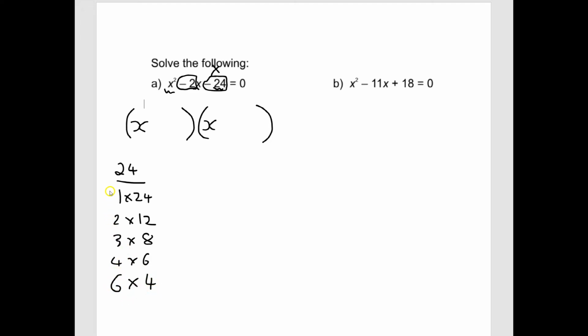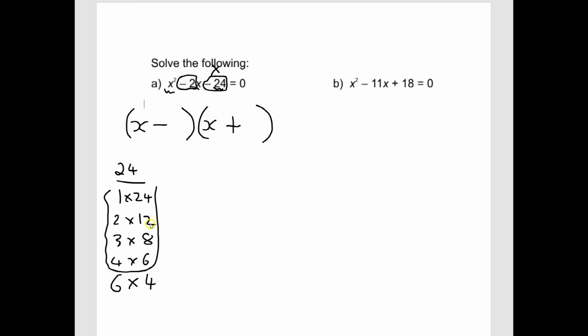Now I need to have one of these pairs which will add to, or effectively add to give minus 2 when I include minuses. So I'm going to need a minus and a plus here because they have to multiply to give minus 24. So they have to multiply to give minus 24 and they have to add to give minus 2.